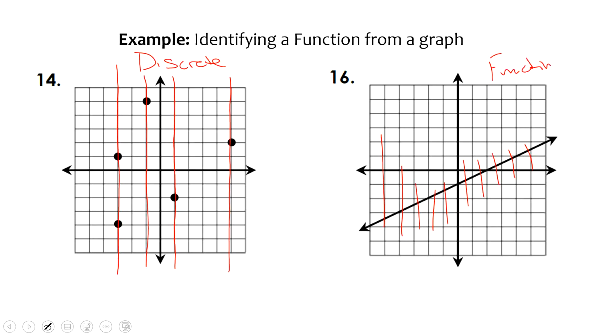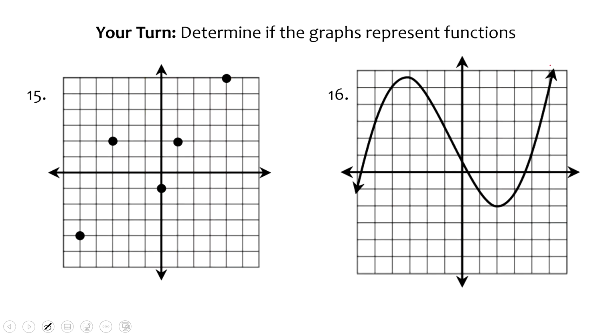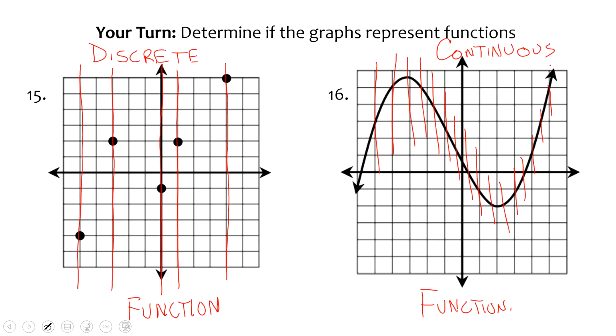So here, take a few minutes. Example for you. Try to figure out what they are. Pause, and then answer in Edpuzzle if they're functions or not, and then come back and check your work. Okay, so we see the first one is discrete. We never cross two points with a vertical line, so that's a function. Same thing with the last one. It's continuous. Again, we never cross two points, so that is a function as well.